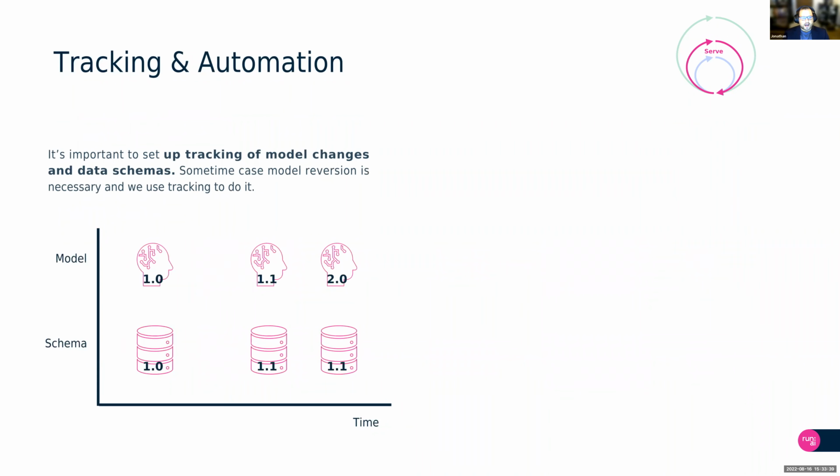We also need to keep track of all of the changes in our models, in our data as well, in case we have to revert to an older version of a model because there is some error in the new one or the new one becomes corrupted, many different things.